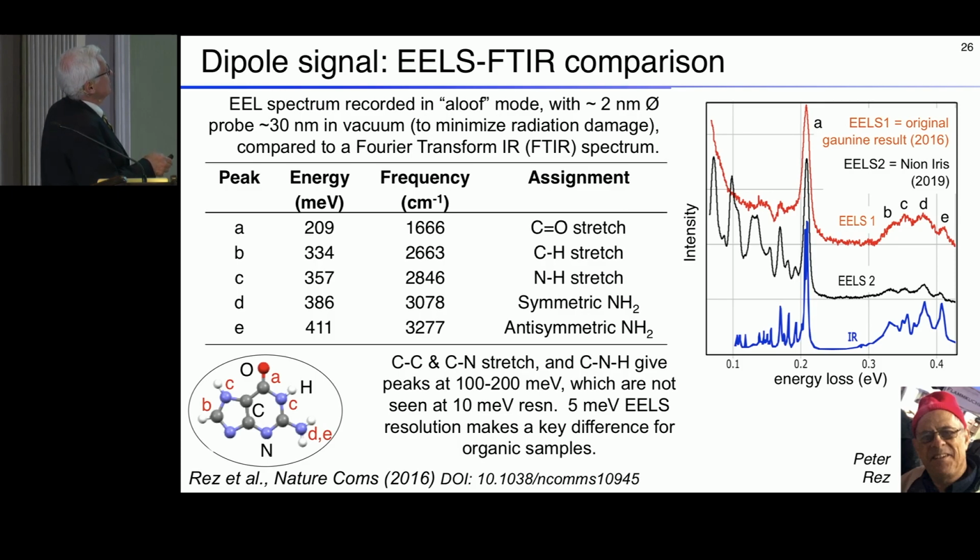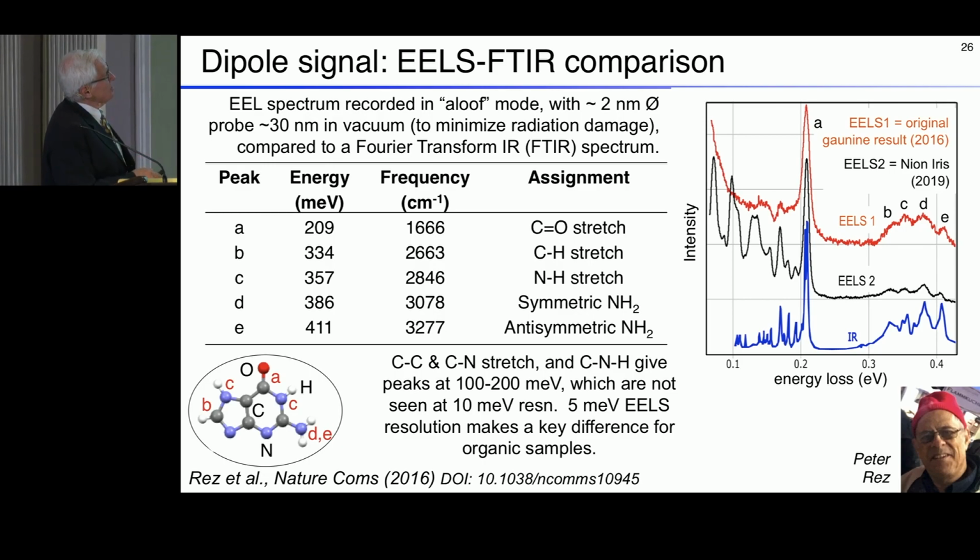Carbon-hydrogen stretch, nitrogen-hydrogen, symmetric NH2, asymmetric NH2. So not only are you detecting hydrogen, you're actually seeing how it is bonded. And the strongest peak comes from this oxygen atom sitting next to carbon, double bond, a very sharp resonance. That's a very characteristic peak that shows up in a lot of biological molecules whenever you have this kind of a bond.